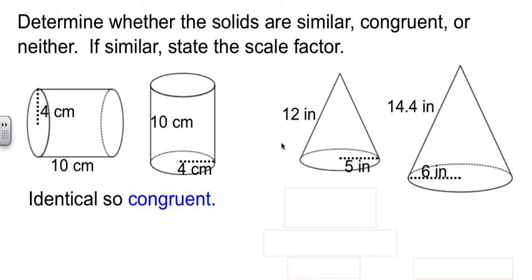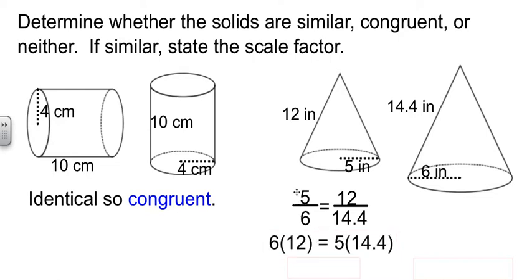Okay. Now let's look at these two cones. They're both cones, so at least they have a chance. Let's see if the ratios are the same. So I'm going to look at the ratio of the radii, 5 to 6, and the ratio of the slant heights, 12 to 14.4. Well, if I cross multiply 5 times 14.4, 12 times 6, let's see what we get. They're both 72. Since they're both 72, they are similar.